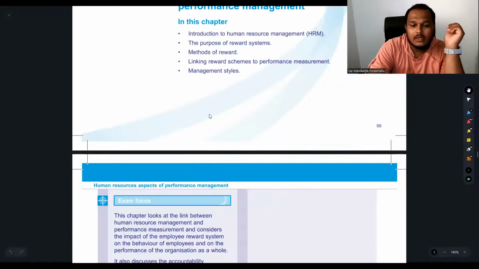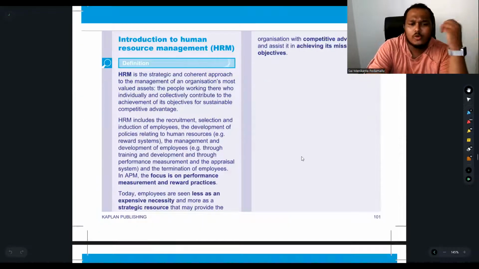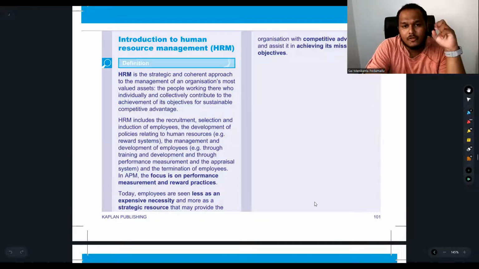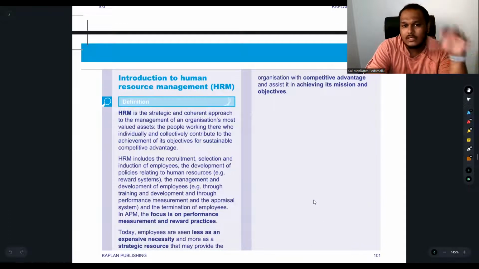So in this topic, the most important thing for you to know is first, the introduction to HRM. Basically, how do you manage your people or other employees in your organization, the workforce of your company? How do you evaluate them? How do you manage them? That is the purpose of HRM, human resource management.